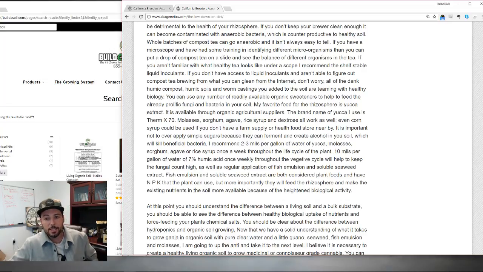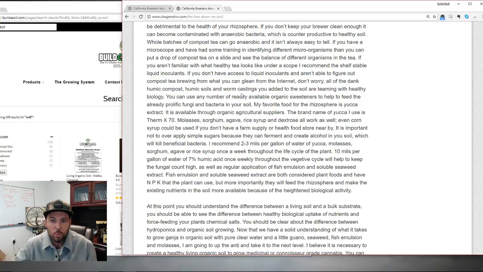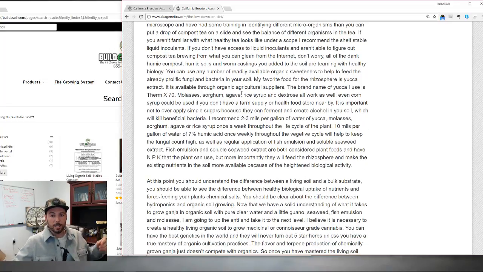If you don't have access to liquid inoculants or dry inoculants and aren't able to figure out compost tea brewing, don't worry. All the dank compost and soil and castings and stuff you put are totally good biology. You'll be fine. Get your own worm bin going. You'll be fine. But if you have access to this stuff, they really work well.